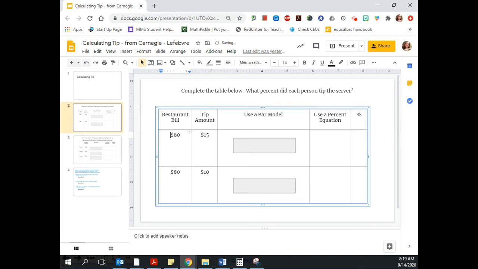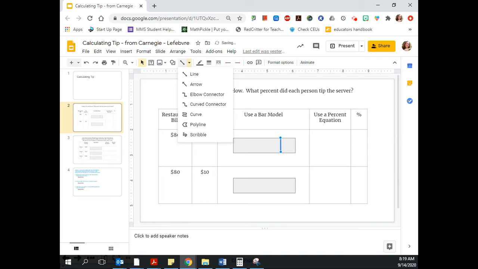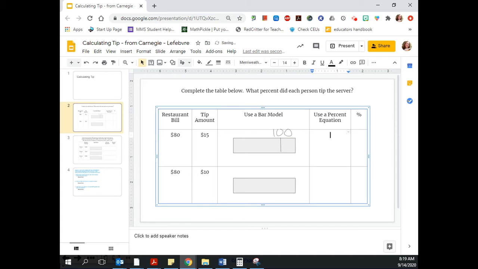When you're using your bar model, you have line tools here if you want to use that to separate things out. You also have the scribble tool, and that allows you to draw things in. Remember though, you have to click again to keep drawing things. All right, percent equation key. Make sure that you are typing in the percent equation that you used to solve this problem. You're going to develop it from your bar model.